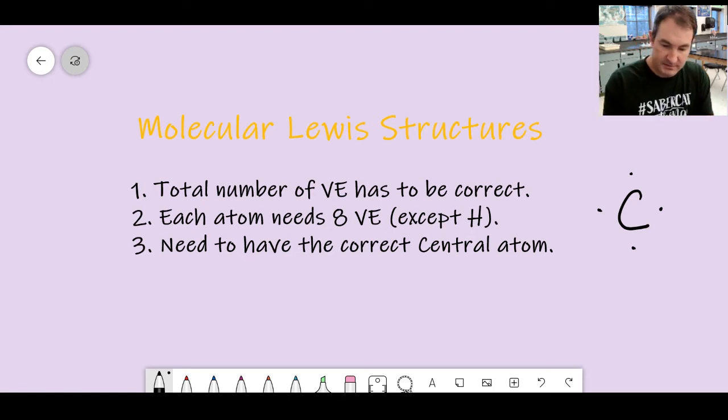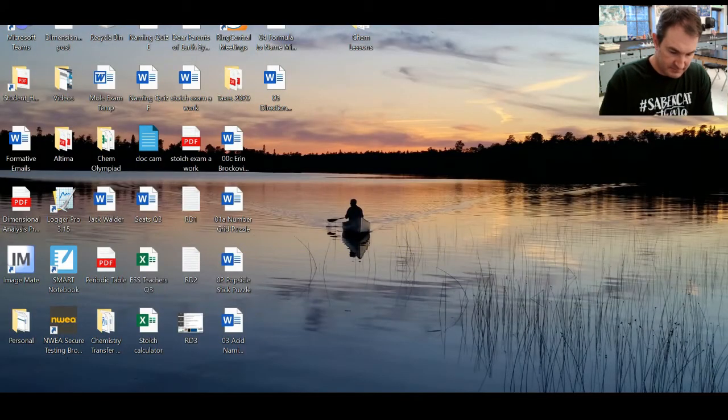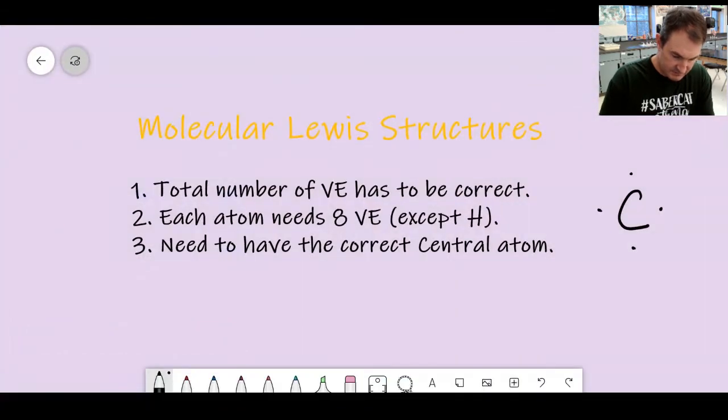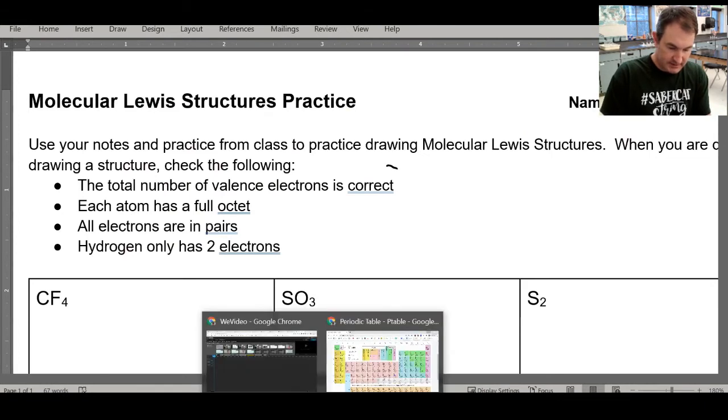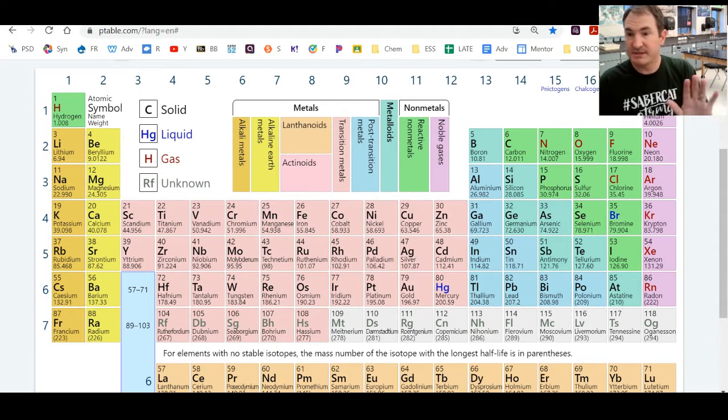So I'm going to be using a couple of things. First of all, we'll be using this sheet here, the Molecular Lewis Structures Practice. Okay, so we'll walk through how to draw these. And then, of course, we're going to be using a periodic table. And so you're going to want to have that handy. That's a resource you need to be able to do this.